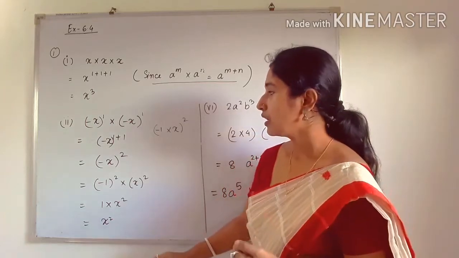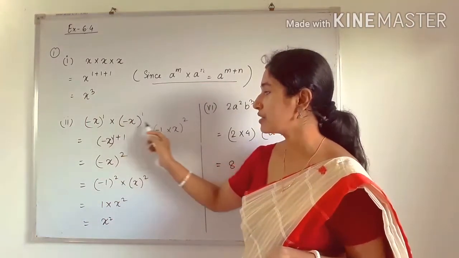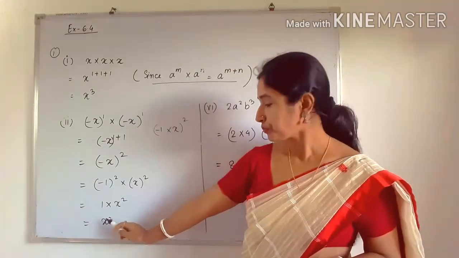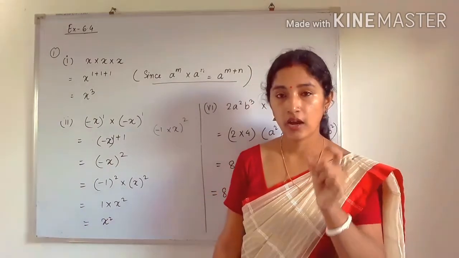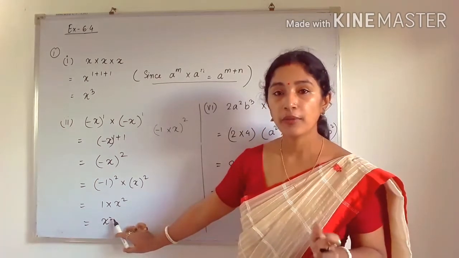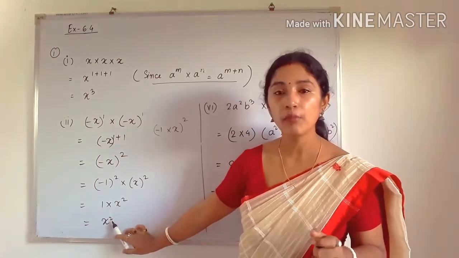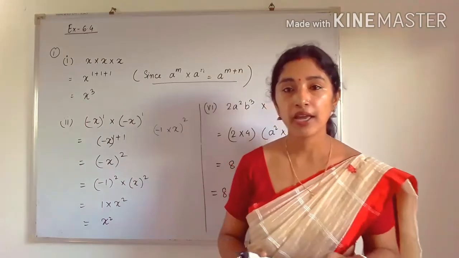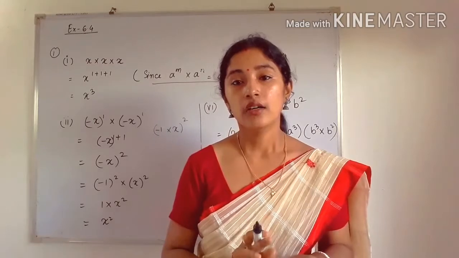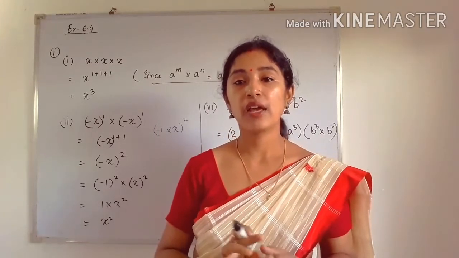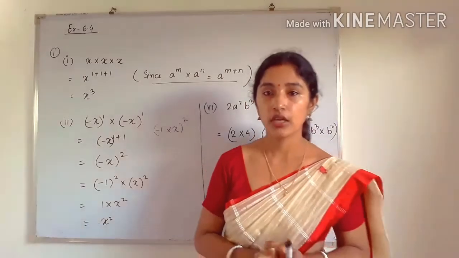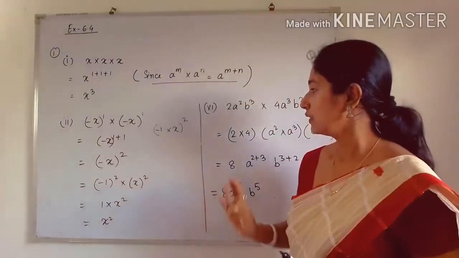So see here, if minus x is present an even number of times, then it will become positive, and the power will be the number of times we are multiplying. That number we have to write in the power, okay? So if you are multiplying minus x an odd number of times, then we have to write the minus symbol, because if we multiply a negative an odd number of times, then the sign will be minus. Okay, you know these things. So this is like that.